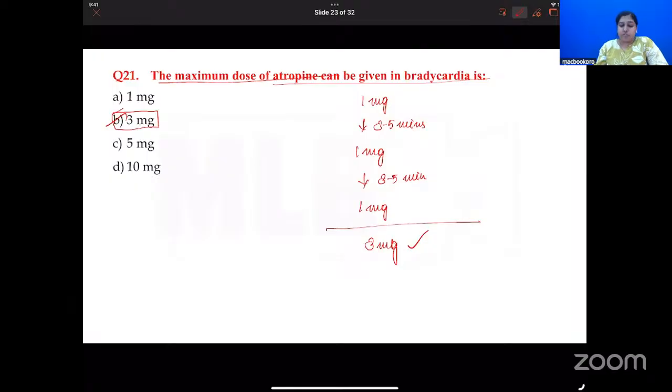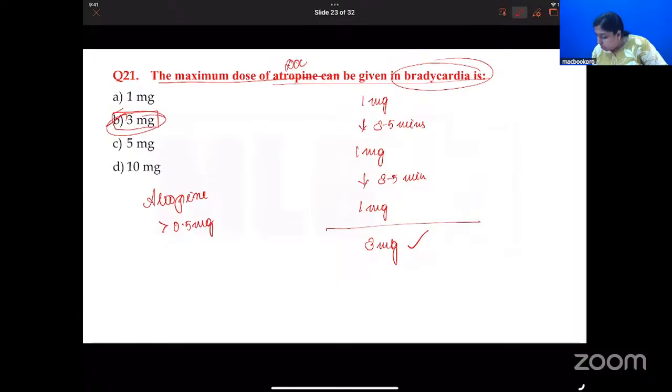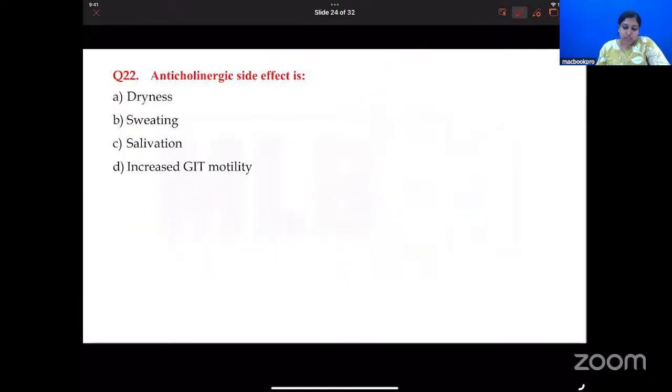And the most important thing you have to remember is, we have learnt about bradycardia and that atropine is the drug of choice. We are very clear in that. But remember, when atropine is administered at less than 0.5 mg, it causes a serious effect, paradoxical bradycardia. It will make the bradycardia even worse when you administer atropine at less than 0.5 mg. This is also a very, very important point which you have to note. Next, we'll go to the next question.